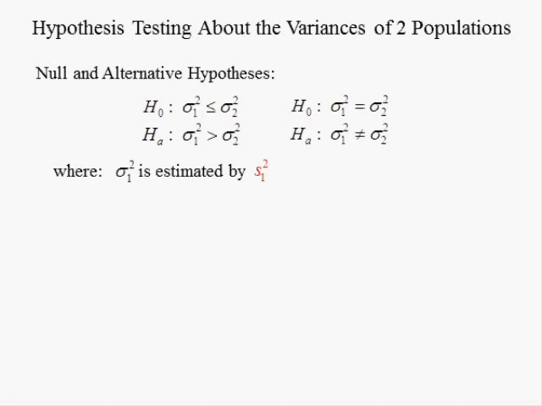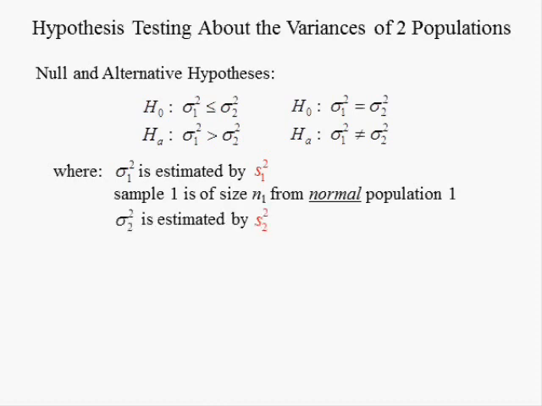The variance of population 1, sigma 1 squared, is estimated by the variance of sample 1, S1 squared. Sample 1 is of size n1 and from population 1, which is normally distributed. The variance of population 2, sigma 2 squared, is estimated by the variance of sample 2, S2 squared. Sample 2 is of size n2 and from population 2, which is normally distributed.